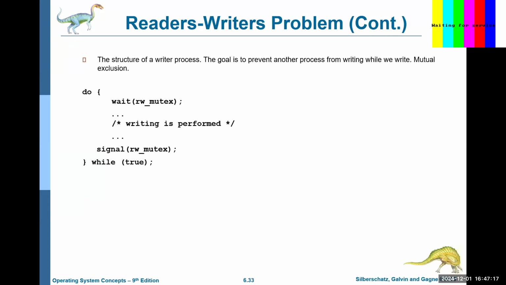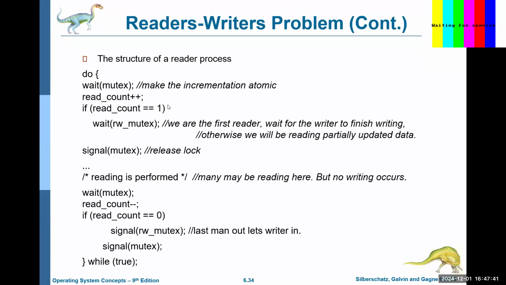The goal is to prevent another process from writing while we write. So we simply wait on the read-write mutex, I write, and then I release it. Very simple. I guarantee myself mutual exclusion. When I do wait on this, I try to reduce it to 0. So if it was 1, I would succeed and I go in. If it was 0, I get stuck and I wait. And then I release it.